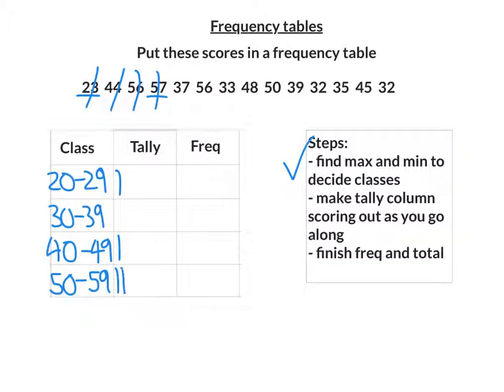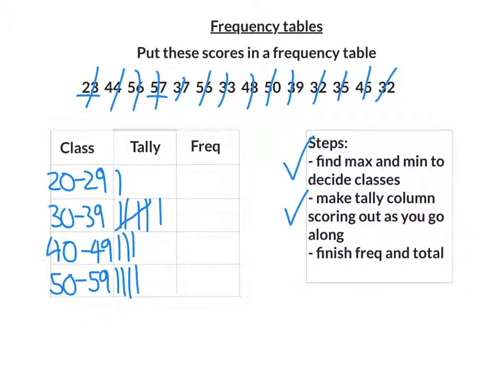A couple of 50s there, 30, 50, 30s in the 40s, 50, 39, 32, a 35. Now that's my 5th one, so I put 1 across. 45 and a 32. And then I finish my frequency.